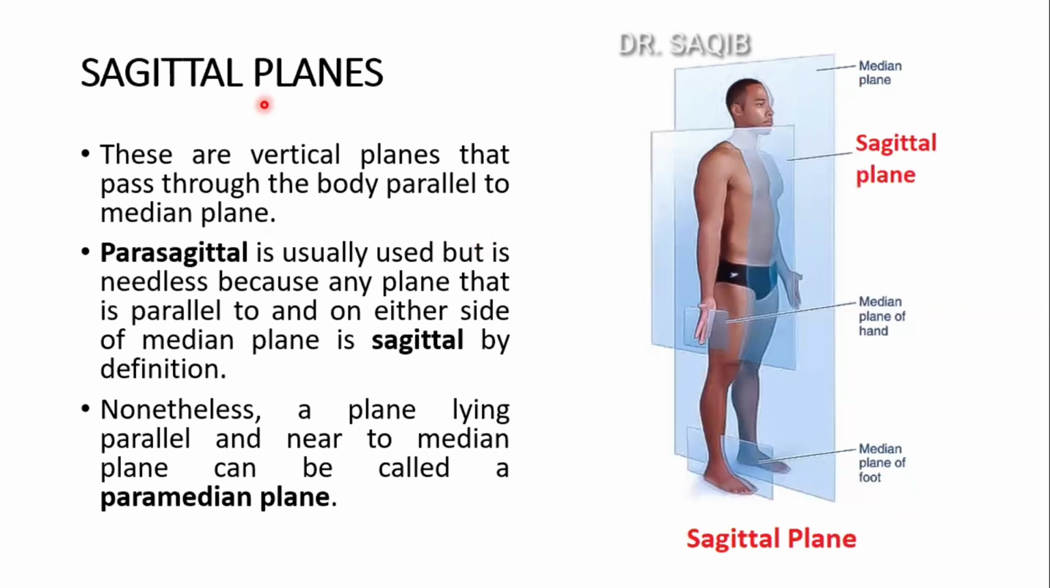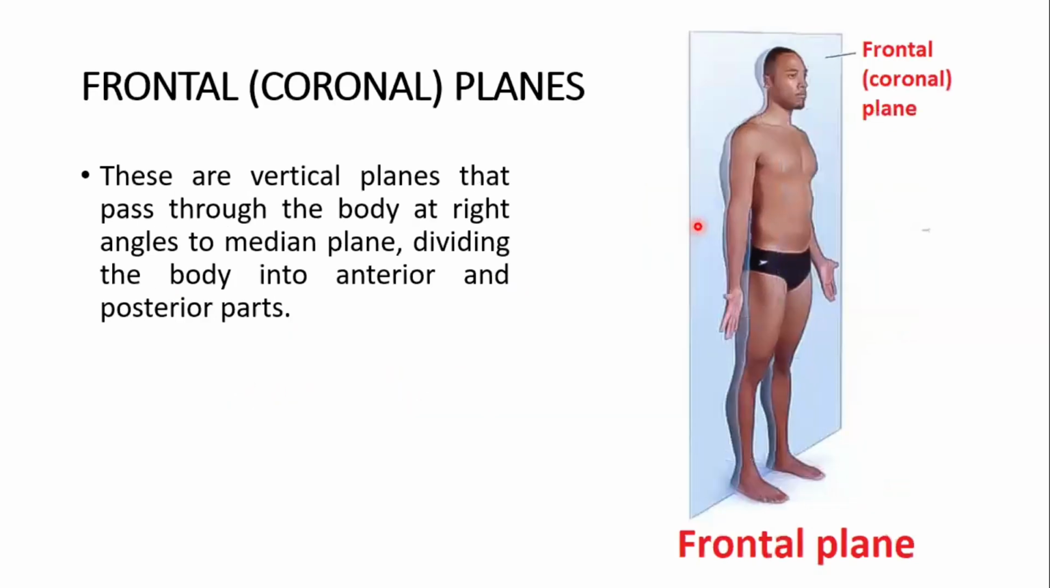Now, the sagittal planes. Here you could see the picture of a sagittal plane. These are the vertical planes that pass through the body parallel to the median plane. This is the median plane, and all the planes passing parallel to the median plane are the sagittal planes. Parasagittal is usually used but is needless, because any plane that is parallel to and on either side of the median plane is sagittal by definition. Nonetheless, a plane lying parallel and nearer to the median plane can be called a paramedian plane.